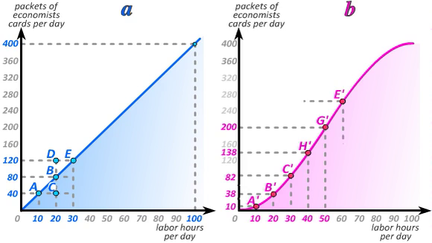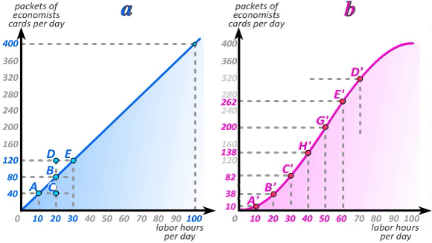At the production plan E prime, I can get 262 packets of economist cards with 60 hours of labor. That's 62 more than I could get with 50 hours of labor, which in turn got me 62 more than I could get with 40 hours of labor. The additional output that I get per 10 hours of additional workers has therefore now fully leveled off.